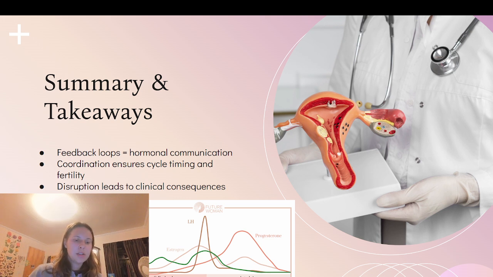In summary, feedback loops in the non-gravid female reproductive system are essential for coordinating hormone levels, follicle development, ovulation, and uterine readiness. Negative and positive feedback work together to maintain cycle timing and fertility. Disruptions in these loops can lead to clinical conditions like PCOS or infertility, but they often also offer therapeutic targets for treatment.